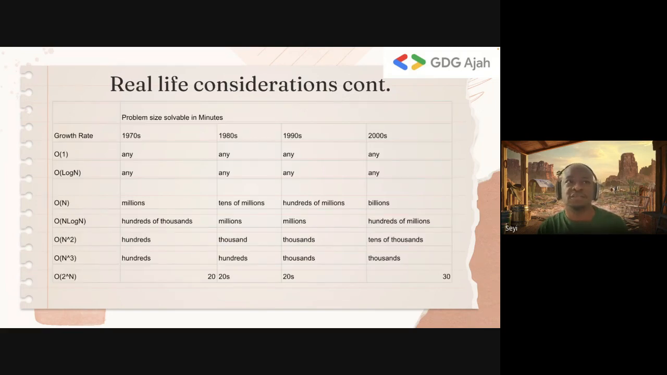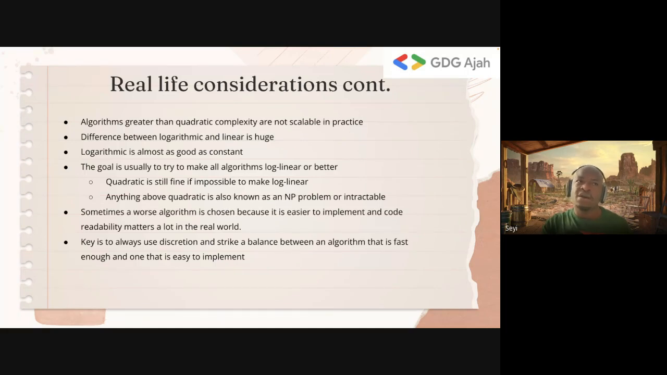So for real life considerations, the key thing to note here is that once we begin to get to quadratic complexity, we can't really be as efficient as we want. So typically we want to bound everything to log linear complexity. That is what we try to achieve when we are implementing algorithms in the real world. Algorithms greater than quadratic complexity are not scalable in practice. That is the reality, because when you start getting to the exponential, the time it takes for the algorithm to run grows too much with respect to the input size. So they are not scalable.